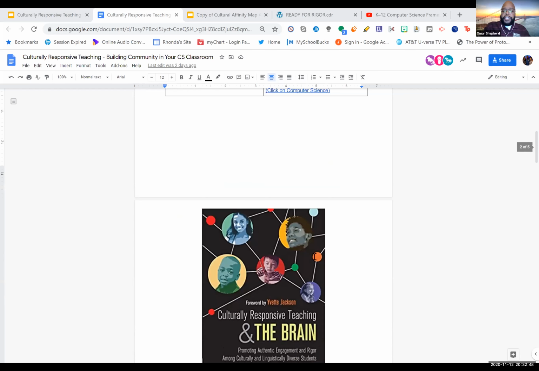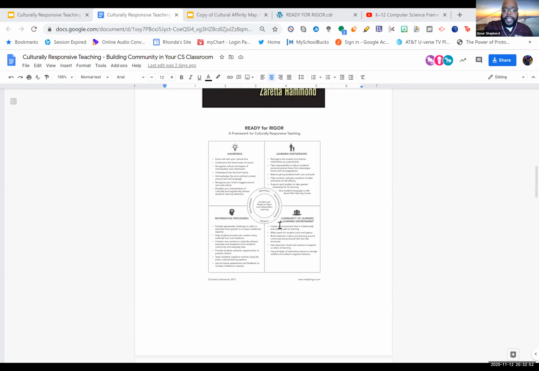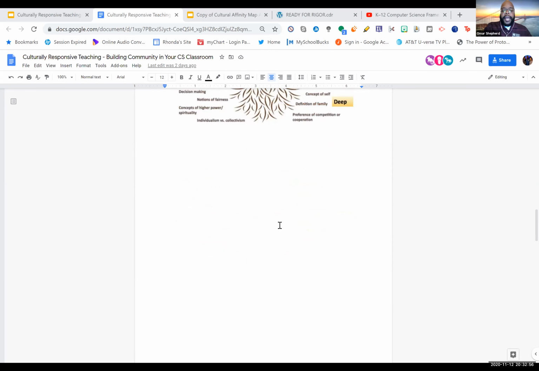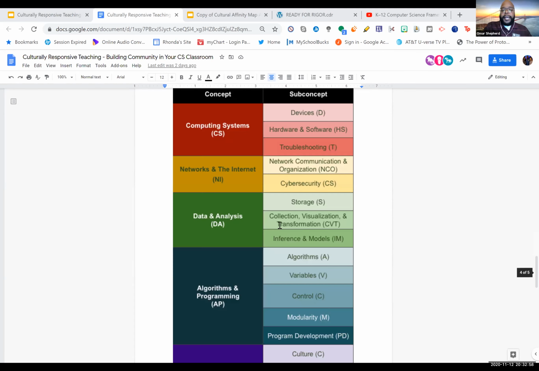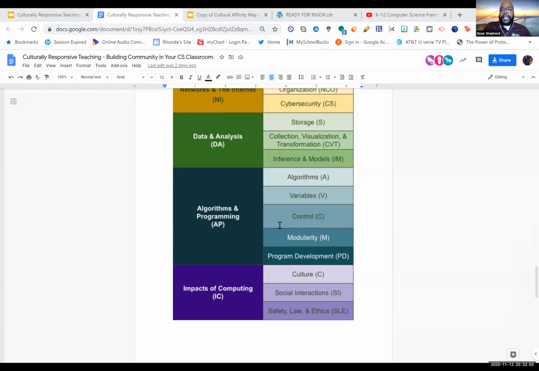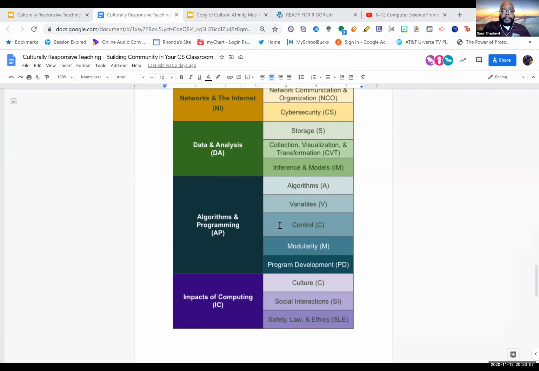Also here on the resource link is a page to the Ready for Rigor framework link, but you can access that right away. The three levels of culture graphic, as well as the graphic with the breakdown of the concepts and subconcepts within the California K-12 computer science framework, but again, applicable broadly.